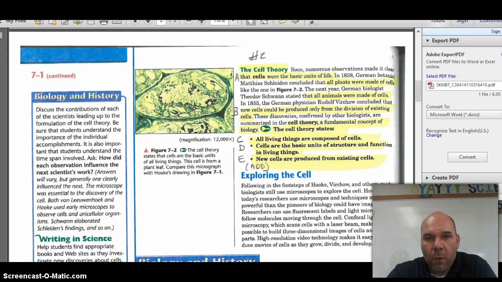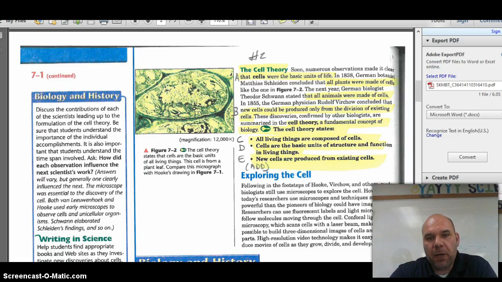So for bubble A, we know that cells are a basic unit of life. And we know two things, this will go in with bubble A as well: all plants and animals are made up of cells. For bubble B, we know that cells are produced only from the division of existing cells. So cells come from other cells.